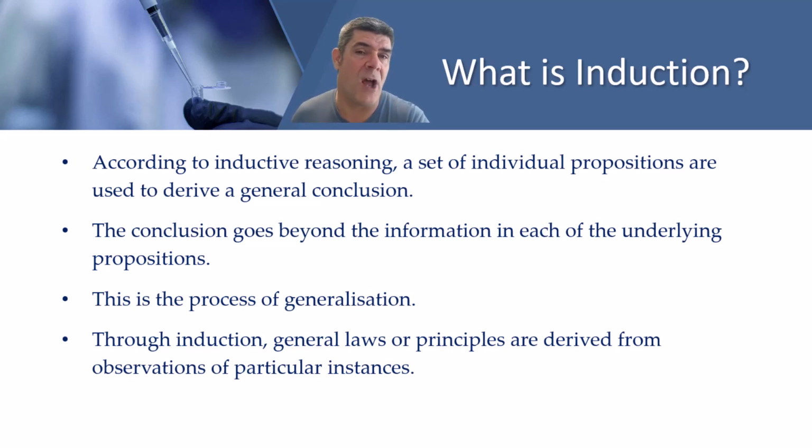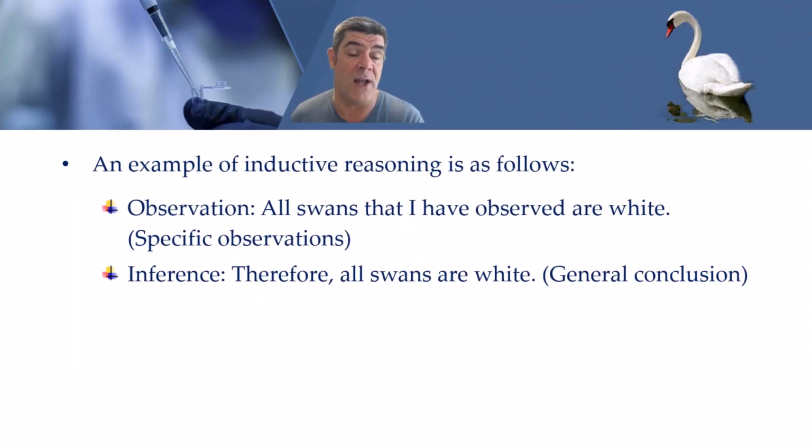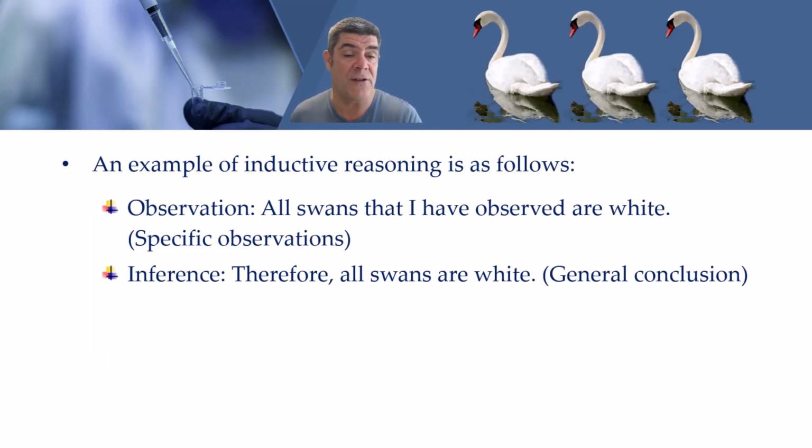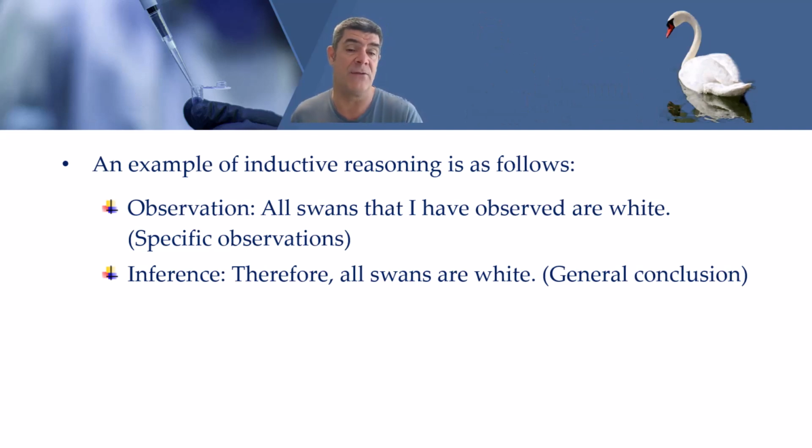A simple, probably an oversimplified example, but one that will serve our purposes here is the observation, all swans that I've observed are white. This is a single or a series of specific observations. And from that, an inference, therefore, all swans are white. So all swans is now a generalization that every single particular bird of this particular type are all white. This is how inductive reasoning works. We start with an observation or a series of observations of specific events, and then we generalize to a wider group.